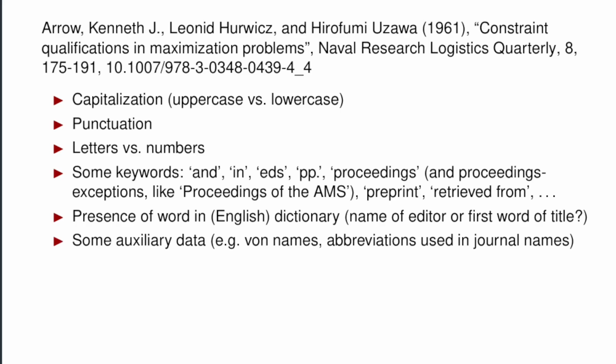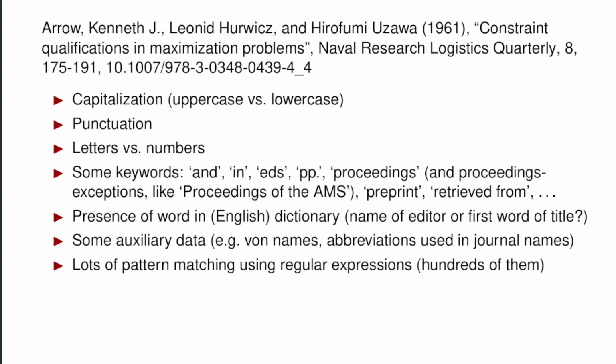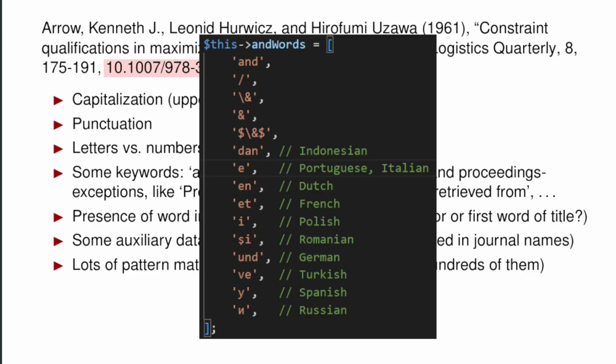It also uses some auxiliary data, like lists of von names and abbreviations used in journal names, and lots of pattern matching using regular expressions, hundreds of them. My general approach is to make the system good enough without attempting to make it comprehensive, because that would seem to require 1,000 times as much code. For example, here's the list of words that the system knows mean and in a list of authors. The defining characteristic of these words is that they're the ones I've noticed in submitted files.